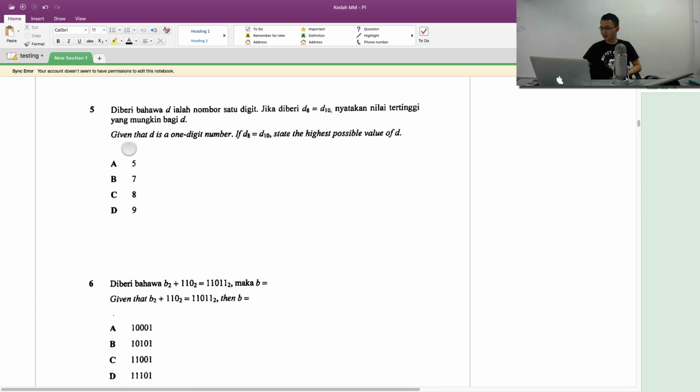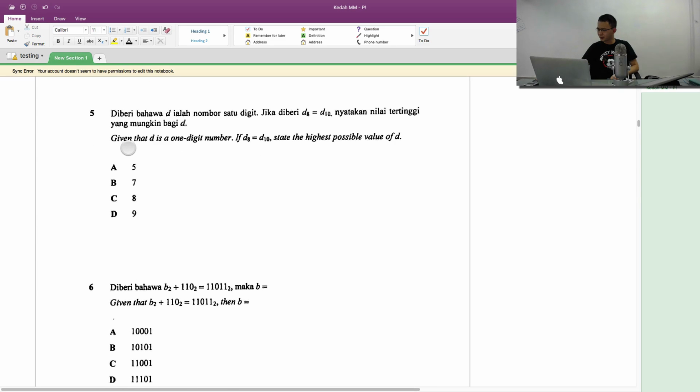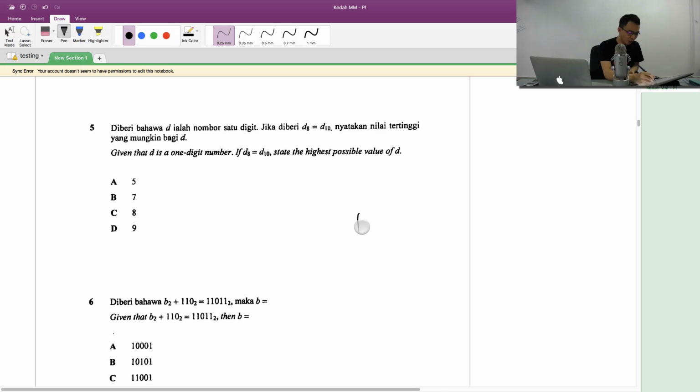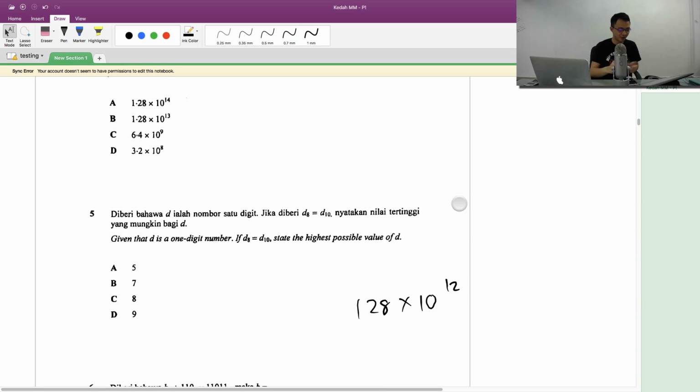Okay, question number 5 here. Why should we have to move 2 decimal points? Because if you get 128 multiply 10 power of 12, isn't it? I mean the question just now. The student asked me why we have to move 2. Because if you call it standard form, it must be one number with a decimal, then we can have other numbers multiply 10 power of something. So we just have to make sure this is one number followed by a decimal. This is what we call standard form.